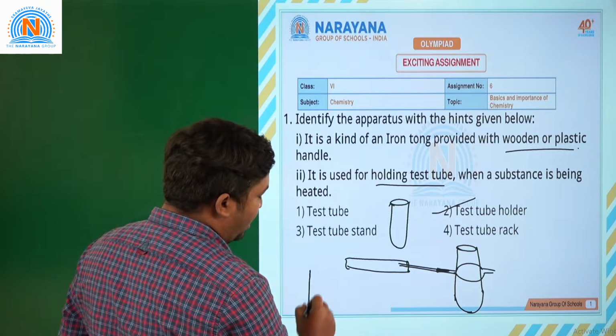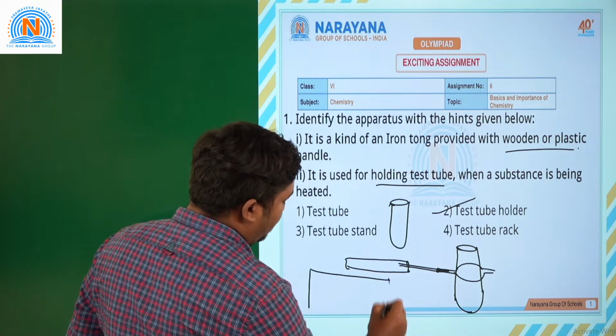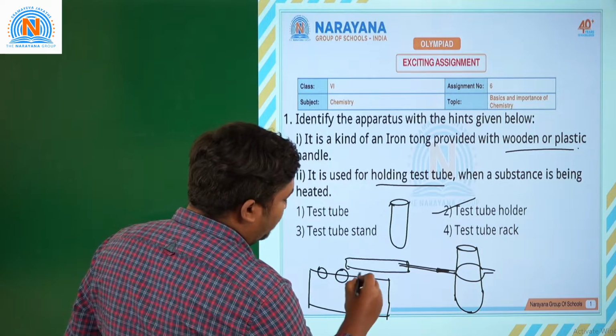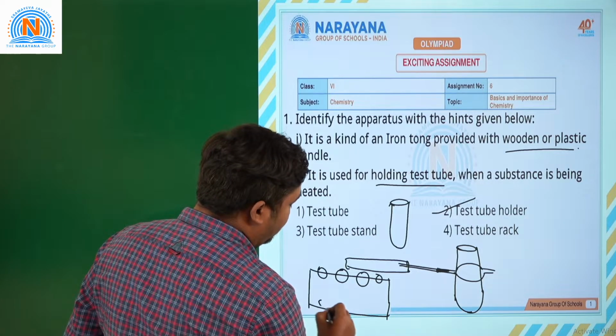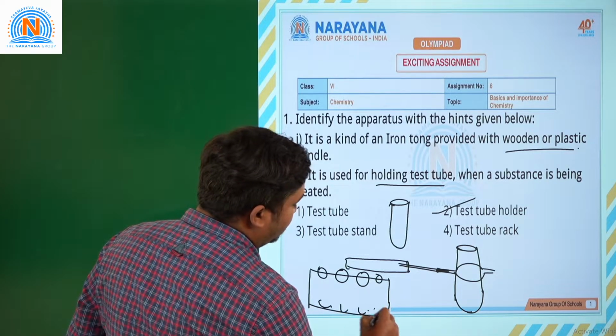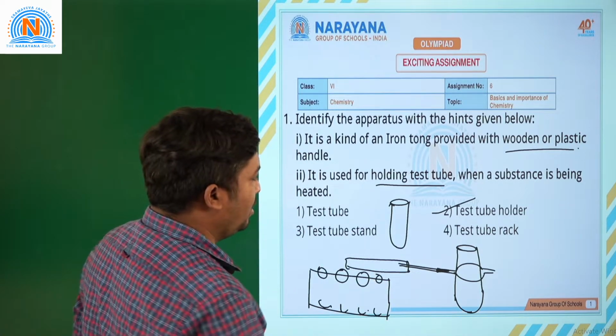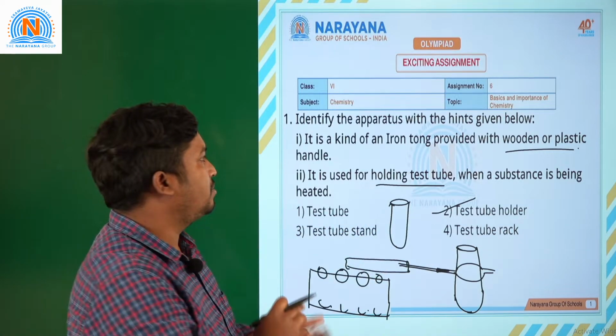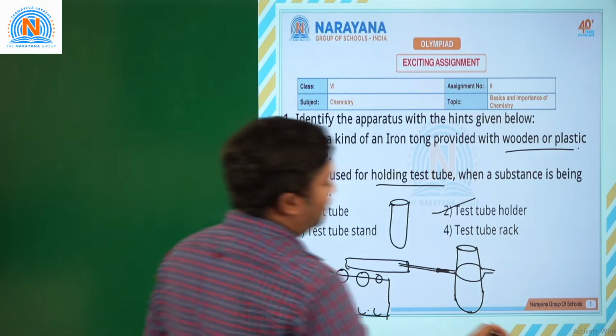Next, the test tube stand. The test tube stand is like this, having certain holes for the test tube to be placed and small grooves at the bottom like this. And a test tube rack is the rack where you keep all the test tubes. Next, let us see the second question.